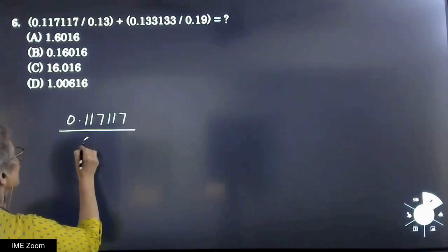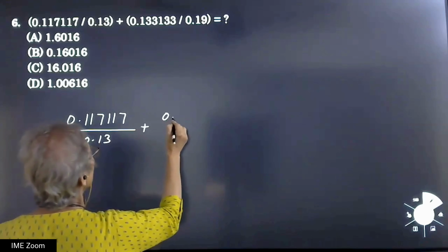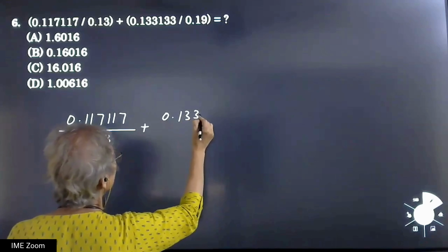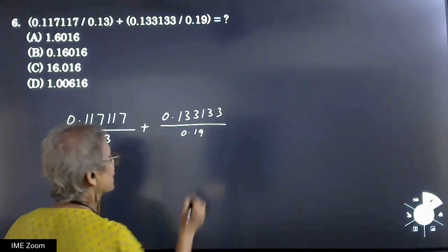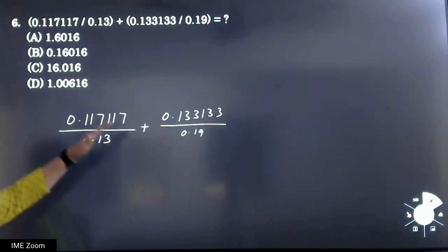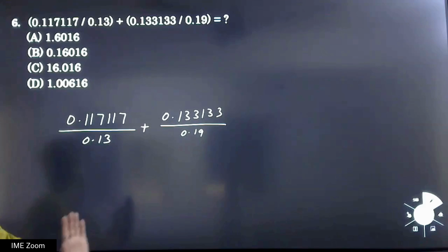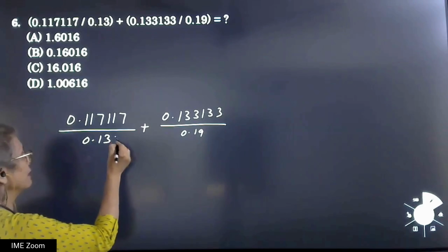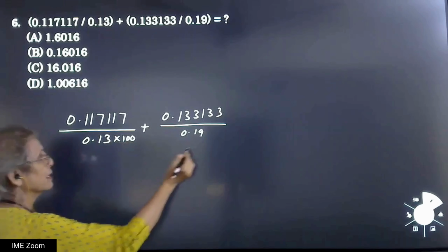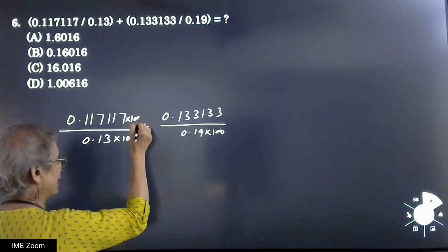0.117117 divided by 0.13 plus 0.133133 divided by 0.19. See, if there is a decimal point in the numerator, it is okay. But denominator should be without decimal point. So try to remove decimal point in the denominator. So what I will do, I will multiply this by 100, and this also by 100. So naturally here also I have to multiply.